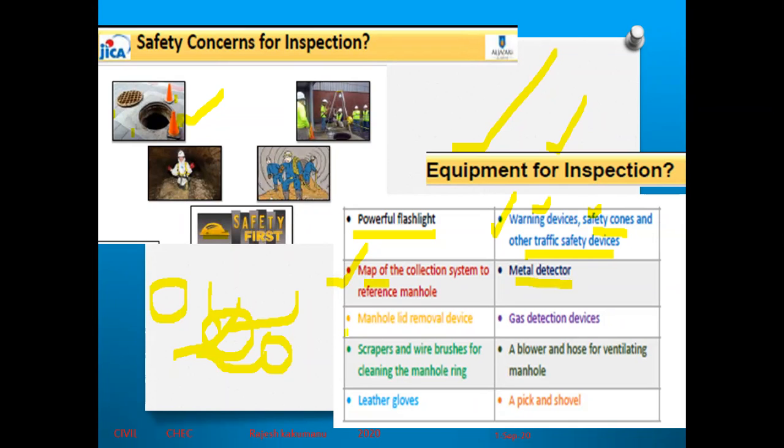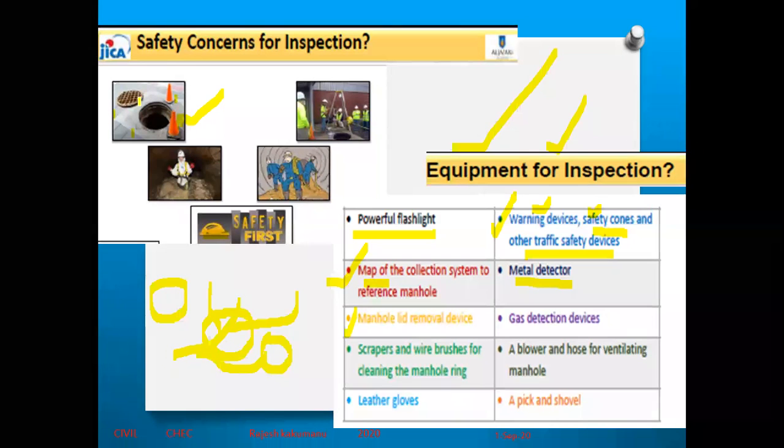Next, manhole lid removal device. Manhole lid removal device. So, this is a manhole lid removal. This is a manhole cover. How to remove this manhole? So, manually with your hands, you cannot lift the manhole lid cover. There should be some mechanical device in order to lift the manhole.